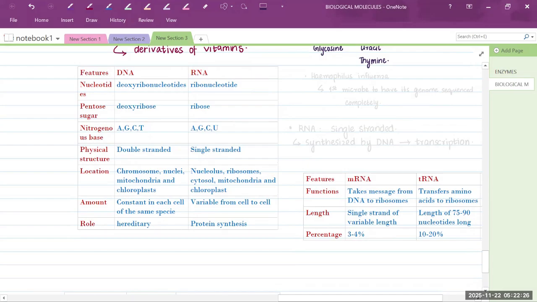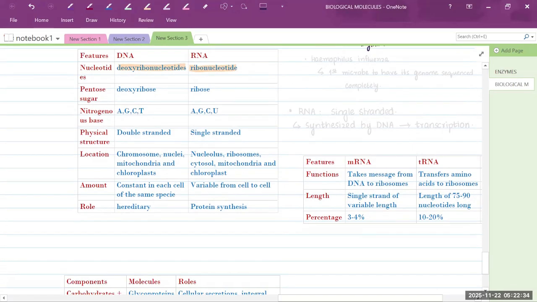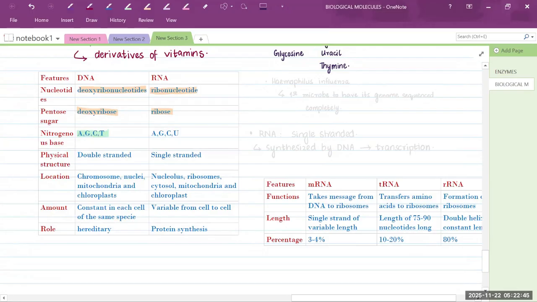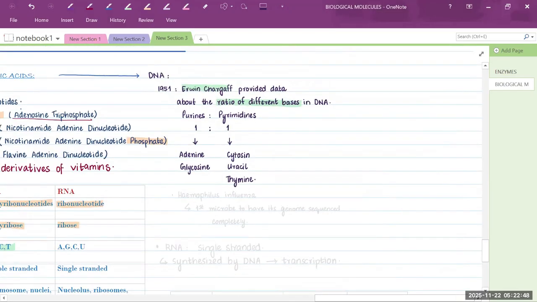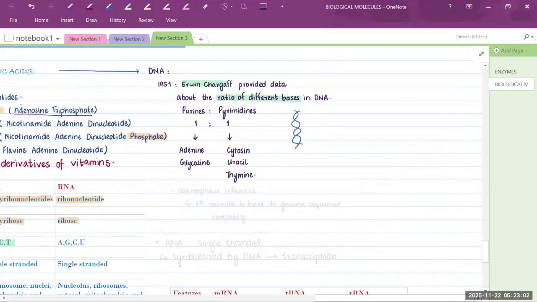We have DNA and RNA here. The nucleotides that make up DNA are deoxyribonucleotides, and for RNA they're ribonucleotides. The sugar is deoxyribose here, and here it is ribose. So here we're talking about the nitrogenous bases: adenine, guanine, cytosine, and thymine. Chargaff provided data about the ratio of different bases in DNA. DNA is a double helix like this, and the strands are anti-parallel. You know about that. So we have purines and we have pyrimidines.